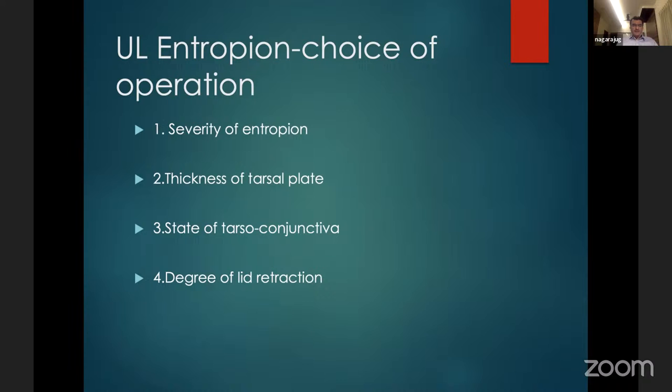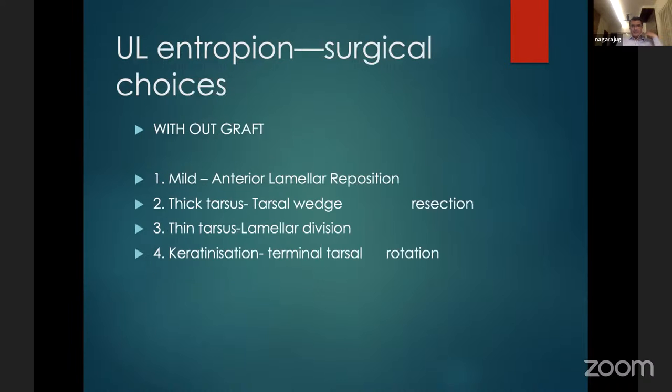And mainly, you should try to see whether the tarsal plate is proper or not, whether it is thick or thin. And you should try to assess the state of the tarsal plate and also the conjunctiva, and the degree of lid retraction also. Supposing it is a very, very mild cicatricial entropion, you can try to do just an anterior lamellar deposition. Anterior lamellar deposition you can do, and you can correct.